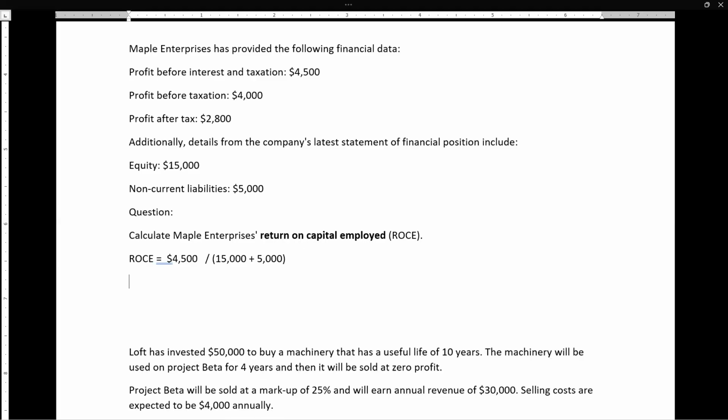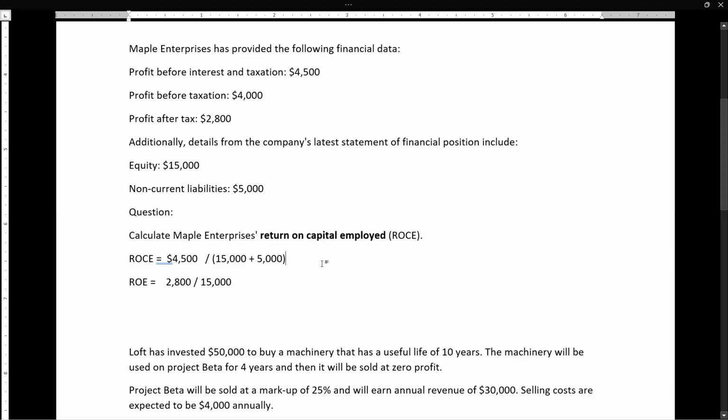If, however, we were supposed to calculate return on equity, then we would divide only by equity, so only by 15,000, and we would divide something that is distributed to equity holders. It's not profit before interest and tax. It's not profit before tax. That would be profit after tax. That is because only profit after tax is going to get distributed. Only that is used to pay out dividends. So profit after tax is 2,800.